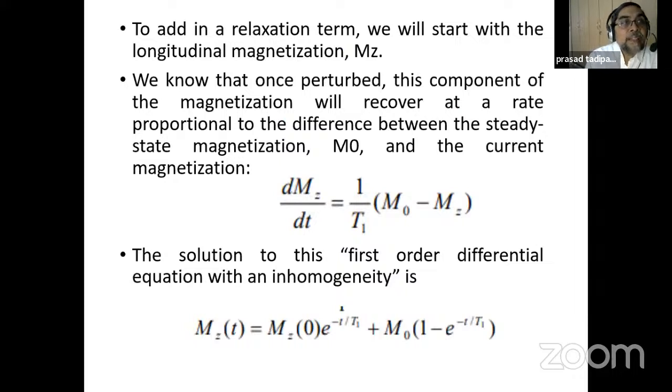If you want to add the relaxation term, you have to start with the longitudinal magnetization Mz. So dMz by dt is 1 by T1 times, and this is where you are considering the relaxation mechanism. M naught is the steady state magnetization, and Mz is the current magnetization. Both you have to consider. The solution for this first order differential equation is Mz equals Mz e to the power minus t by T1, plus M naught times 1 minus e to the power minus t by T1.